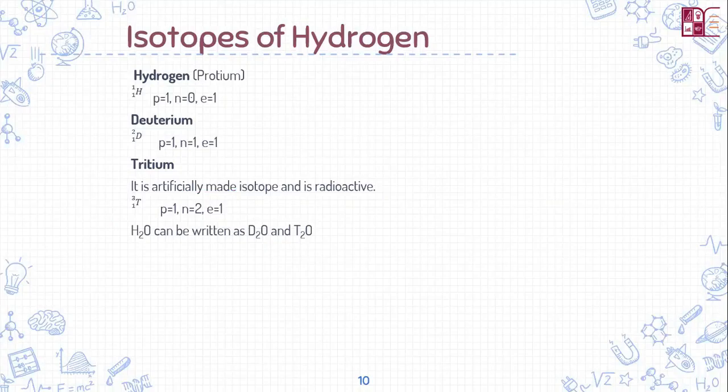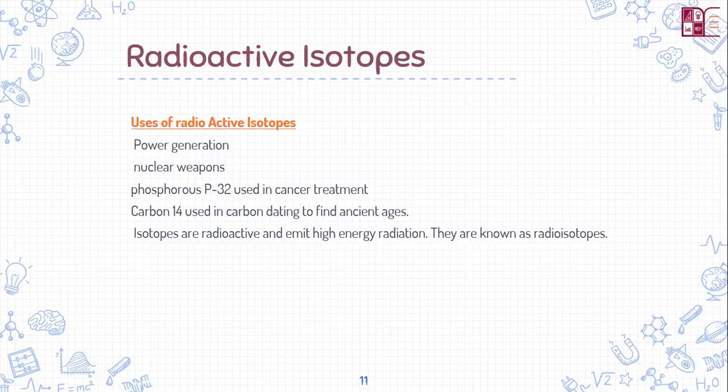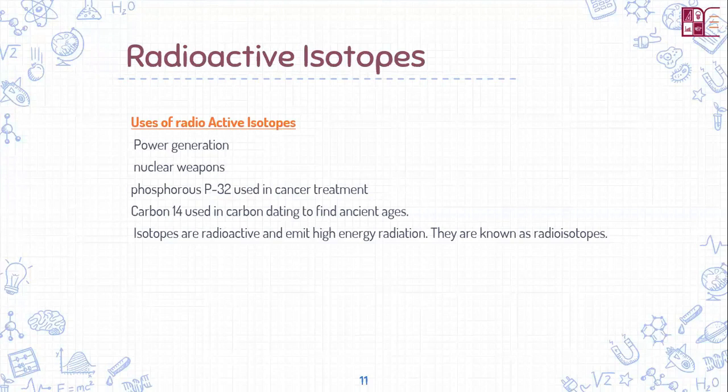Now I'm going to share some uses of the radioactive isotopes as well. The radioactive isotopes can be used in generation of power, to generate power in nuclear weapons. Phosphorus P32 was used in cancer treatment as well. Carbon-14 was used in carbon dating to find ancient ages. And isotopes are radioactive. They emit high energy radiation. That is why they are known as radioactive isotopes.